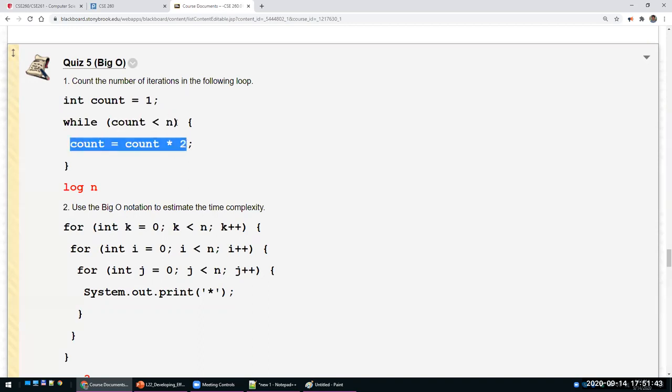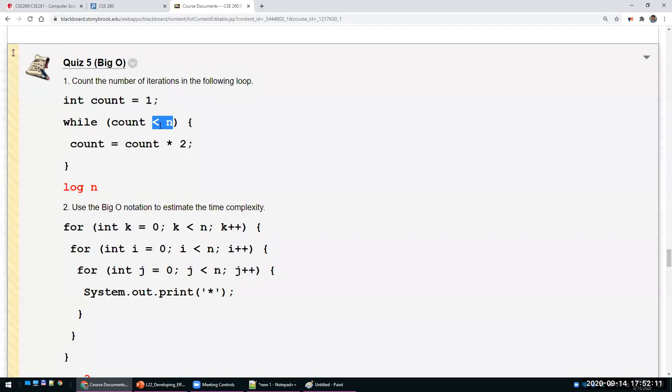So let's say that n is 100. I start with 1, count is multiplied by 2, count becomes 2. Then count becomes 4, which is still less than n. Then count becomes 8. Then count becomes 16. Then count becomes 32, 64, and then it becomes 128, which is not less than 100.